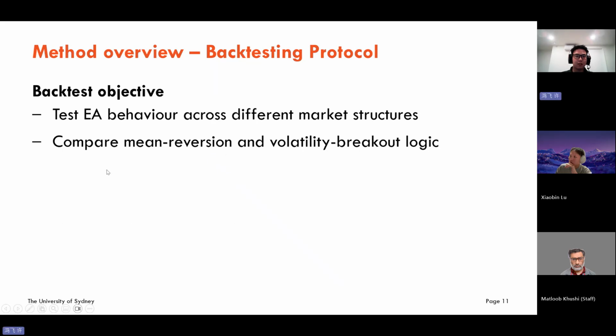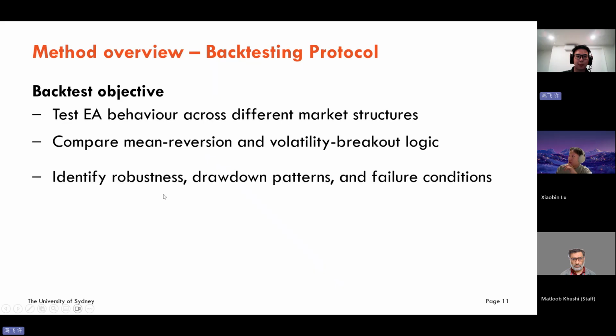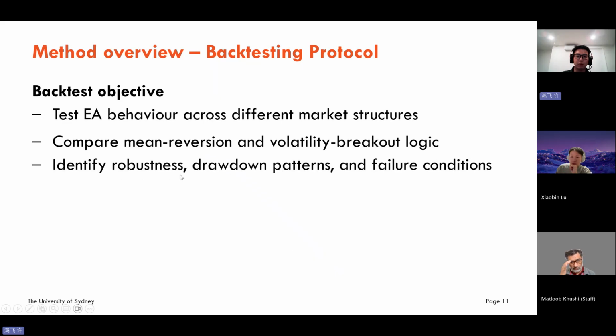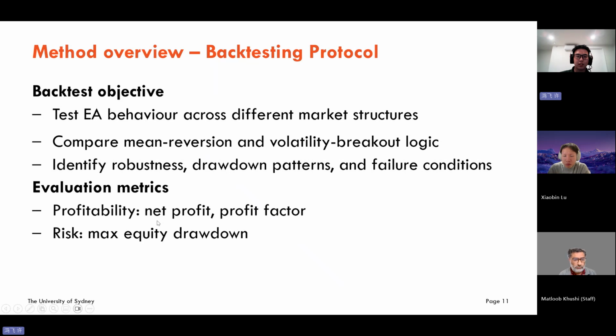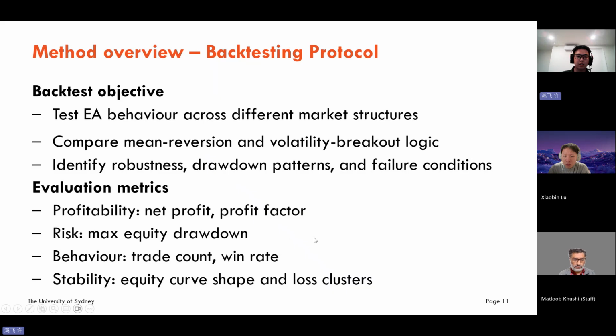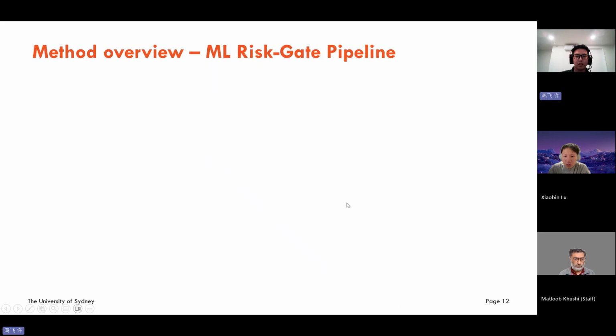The backtest objective is to test the behavior across different market structures, compare mean reversion and volatility breakout logic, and identify if my strategy is robust. And the evaluation matrix is profitability, net profit, profit factor, and risk is measured by max equity drawdown. The behavior is trade count, win rate. And stability is equity curve shape and loss clusters.